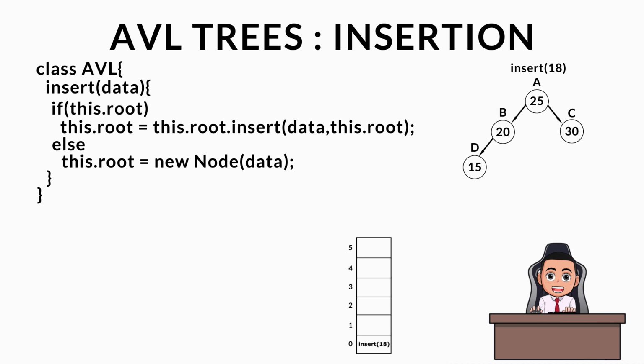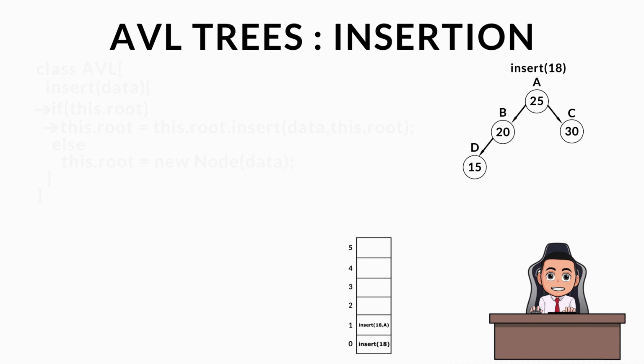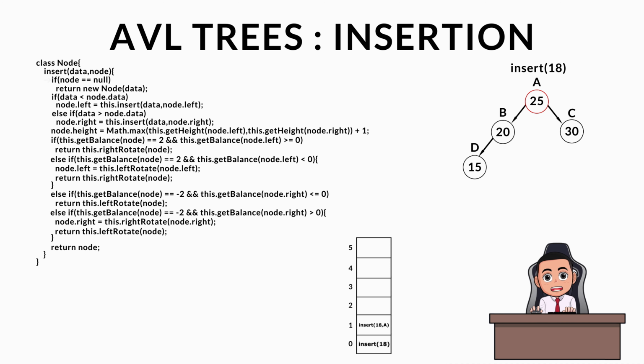First, we check to see if we have a root node. We do. So we need to continue our search down our tree. And we go ahead and invoke our insert method within our node class. So let's push this on top of the stack. Executing our insert method, is node null? No, it's not. Is the data we're trying to insert less than the data of the node we're currently at? Yes, it is. So we continue our search down the left subtree. So let's push this on top of the stack.